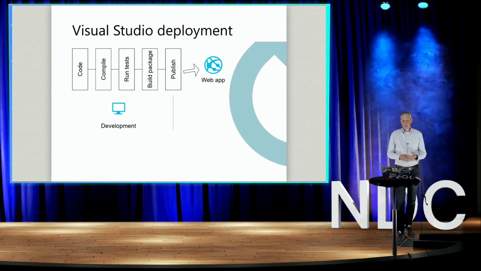So let's start with Visual Studio deployment. This is typically a build and deployment pipeline for that option. In your local development environment, you code your application, you compile it, you might run some tests, you build the package, and you publish it directly to the web app, to the Azure Web App.